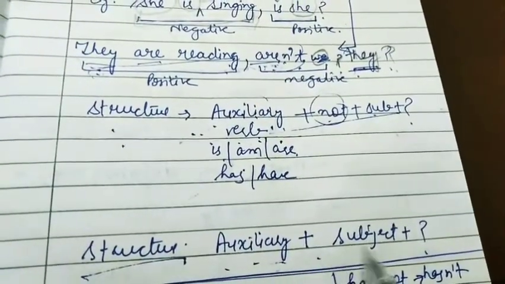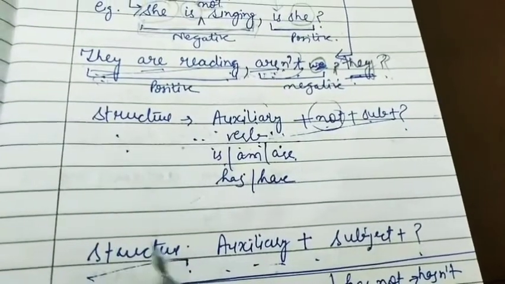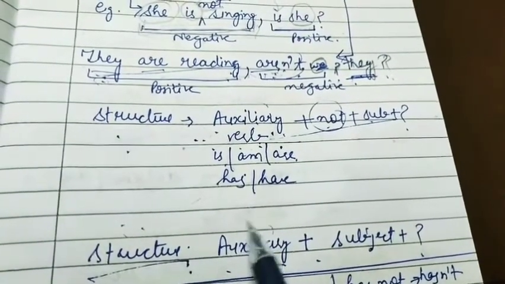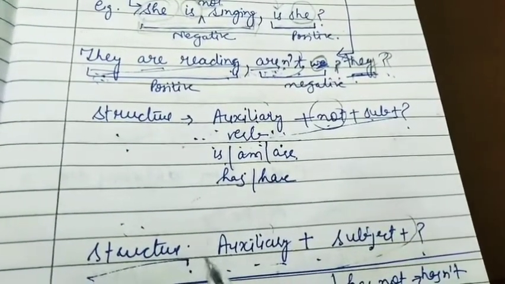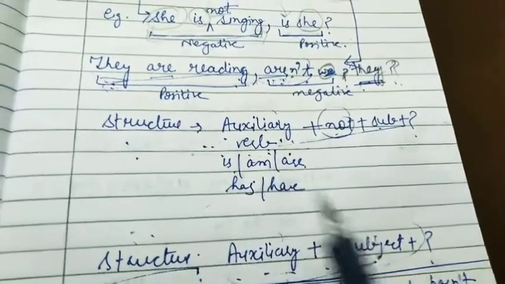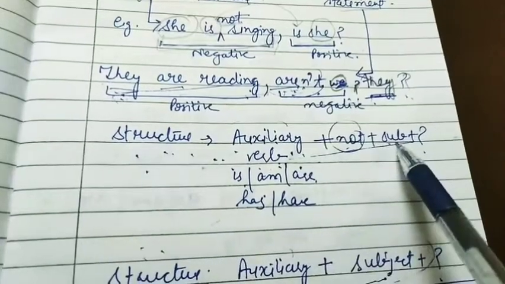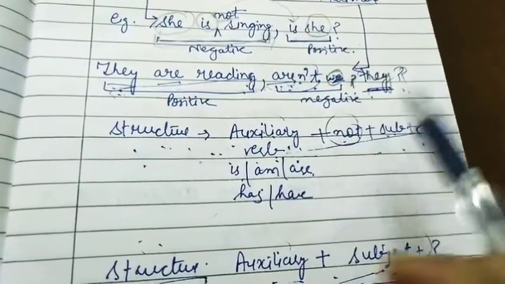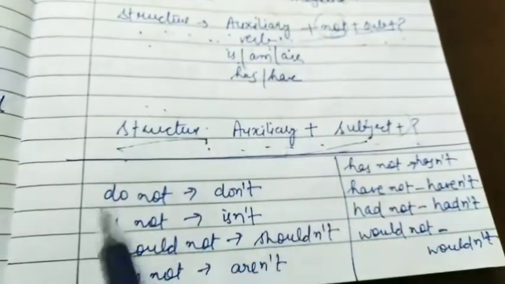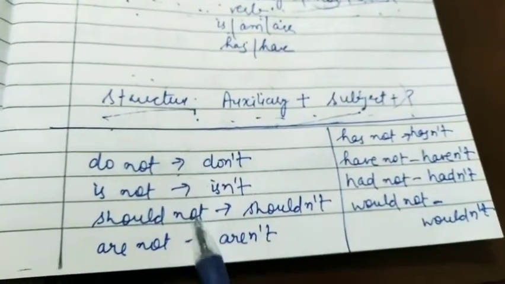Auxiliary verb plus subject. Now if the statement is negative, the question tag format will be in positive form. If the statement is positive, the question tag format will be in the negative form. Clear hai?